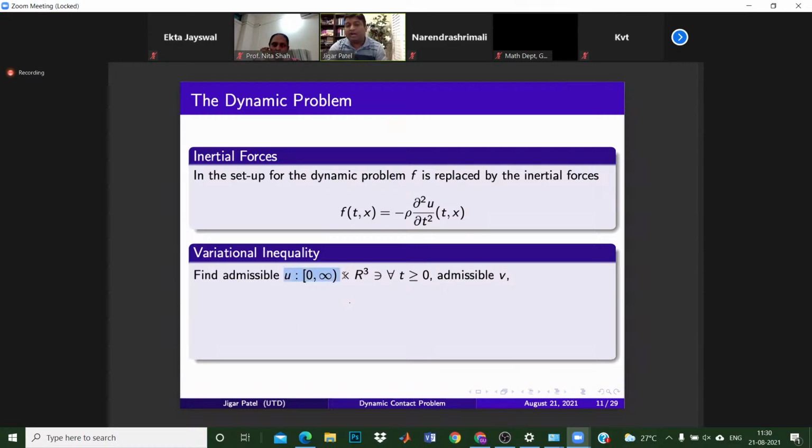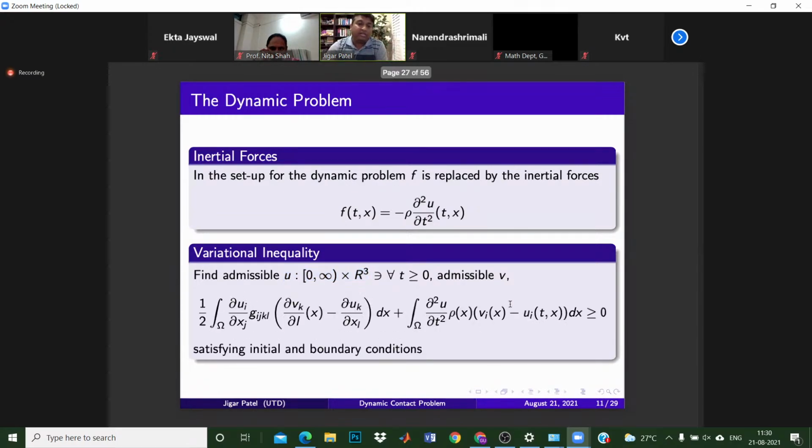We are trying to find the minimum displacement from that admissible set which satisfies our integral equation. And here is that integral equation. Obviously, I'm not going to read out that equation, but it is the same equation that we considered in the previous slide. I just replaced that force by these inertial forces. Now the next part is to make this equation look a little better.